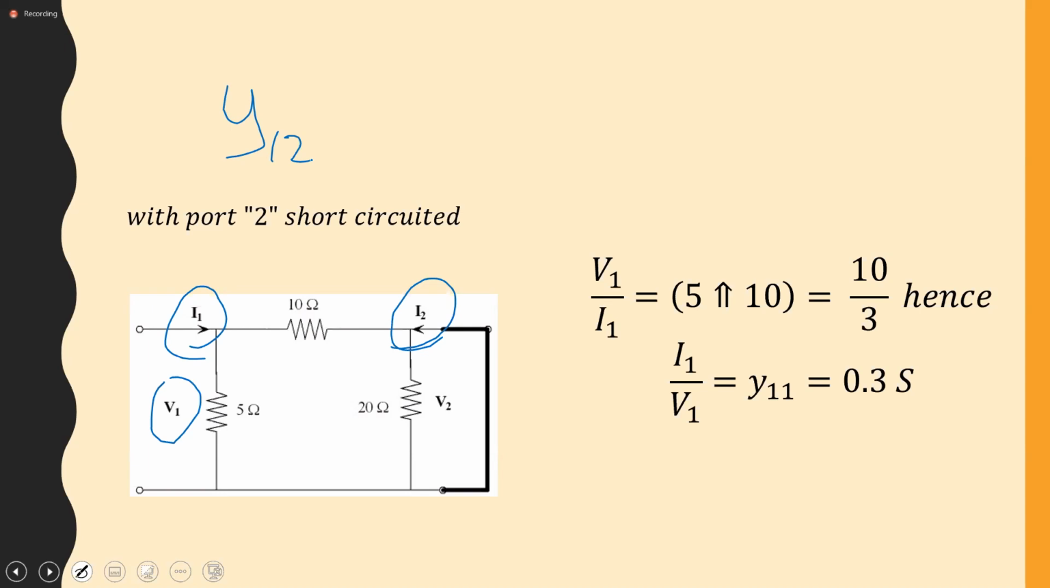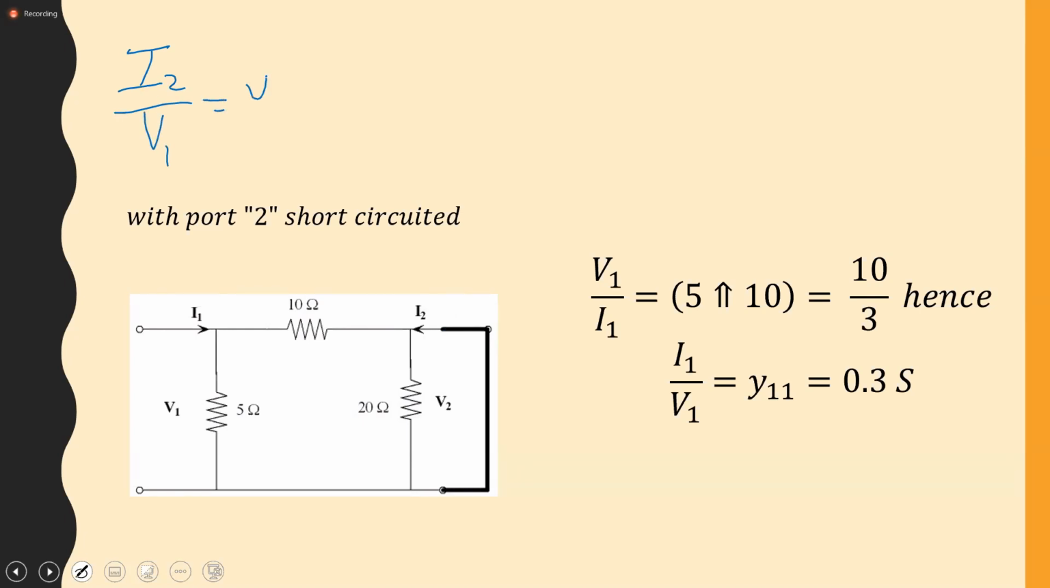I want you guys to be thinking. I don't want you just to agree because I say so. It's an admittance, so it's current over voltage. Only 2 currents we have. So it's I2 over V1, which would give us Y21, not Y12.